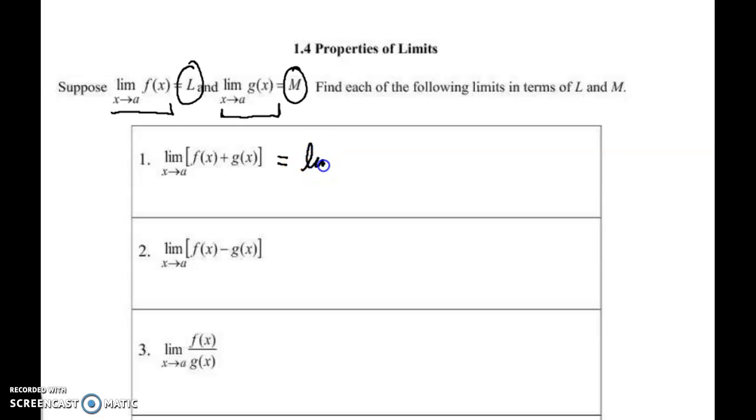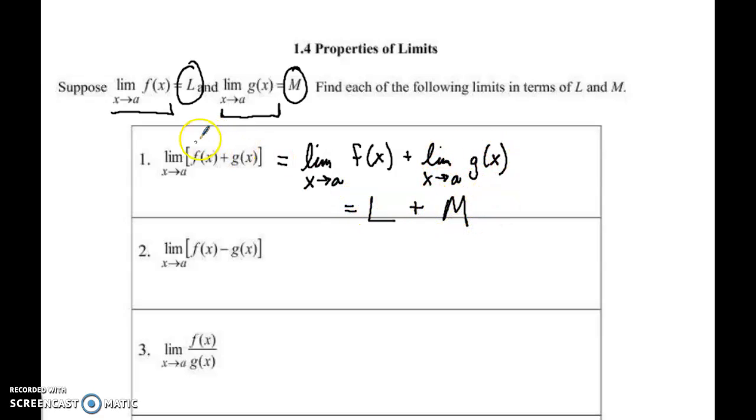So maybe I'll do the first one, the limit as x approaches a of f of x plus the limit as x approaches a of g of x. So what we're boiling it down to is that this piece equals L, this piece is equal to M. So what I'm trying to get at is that we can find each individual limit and then add them together. And just so you're clear, L and M are just numerical values.